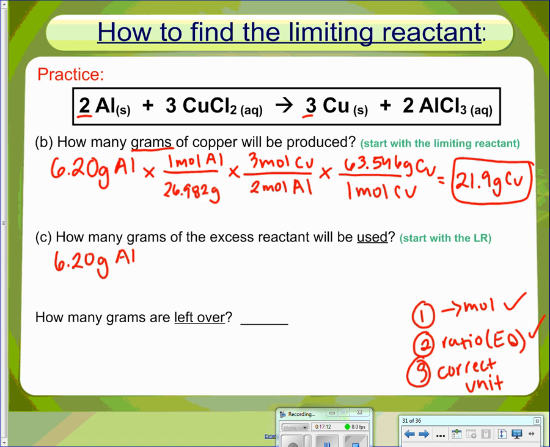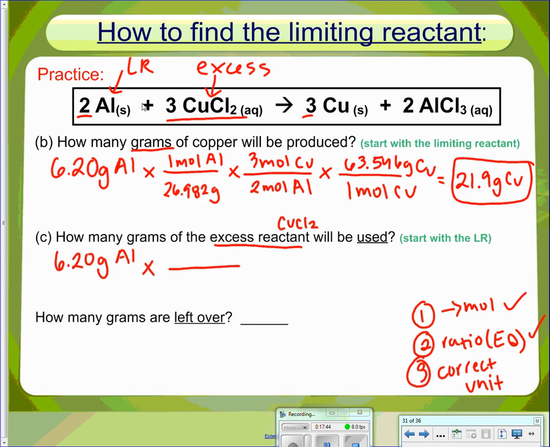Okay, then for part C, how many grams of the excess reactant will be used? Again, we're going to start with our limiting reactant. I want to emphasize that if aluminum is our limiting reactant, then the other reactant is the one in excess. It doesn't tell me in the problem to convert to copper 2 chloride. I actually have to know. So we're going to go through the same 3 steps that we're very familiar with.